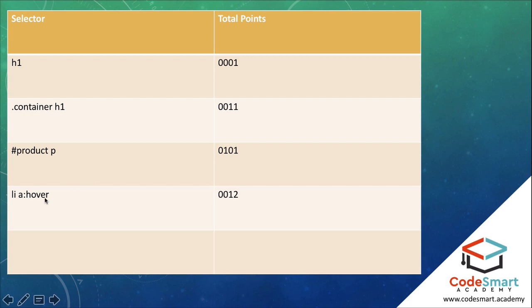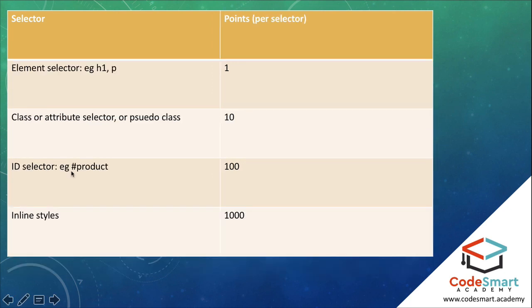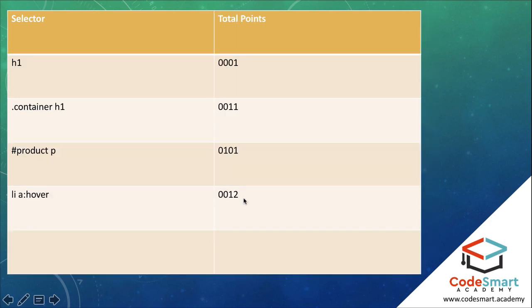We also mentioned that a pseudo class such as hover, if we look at the first slide, is worth 10 points. So we have our 10 points here for the pseudo class. And then we have two selectors, which is the LI and then the A, leaving a total value of 12. So back over to our CSS.